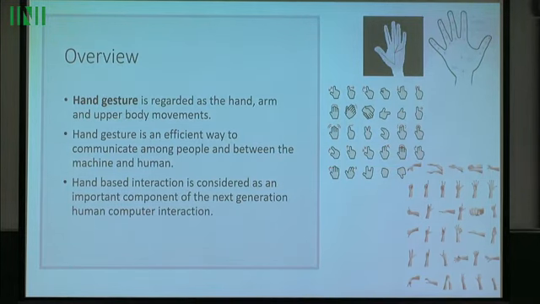Firstly, a hand gesture is usually regarded as a hand, arm, or upper body movement. It's not the whole body movement, but mostly related to the hands. The hand gesture is a very efficient way to communicate between people when you talk, like right now I'm using my hands. It's also a very natural way to interact between human and computer. So hand-based interaction is considered the next generation of human-computer interaction. It is very important, because it has wide applications.